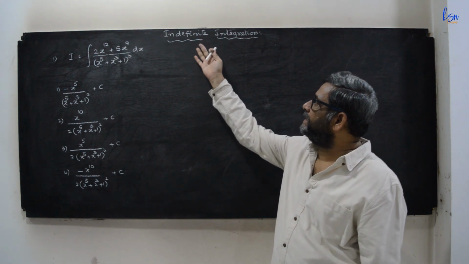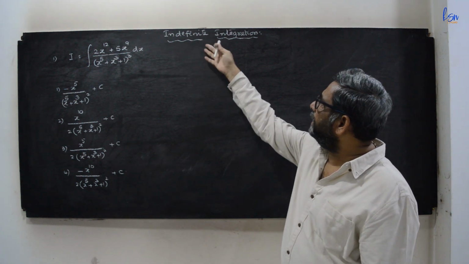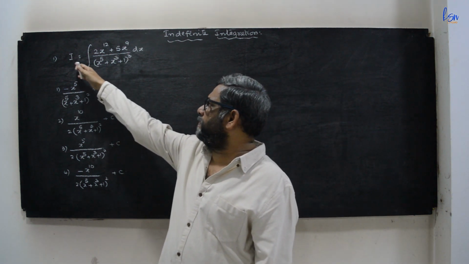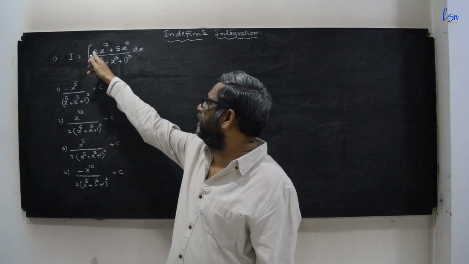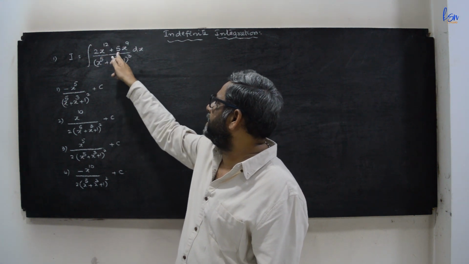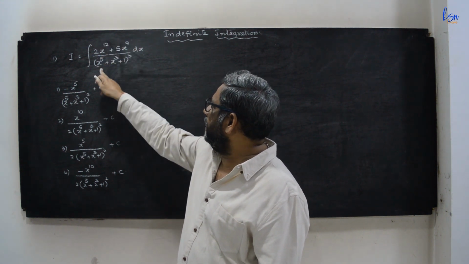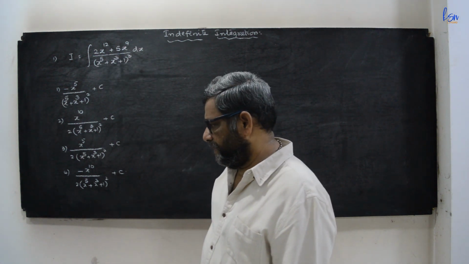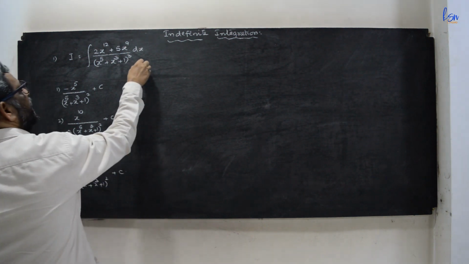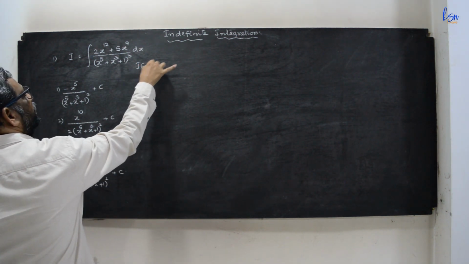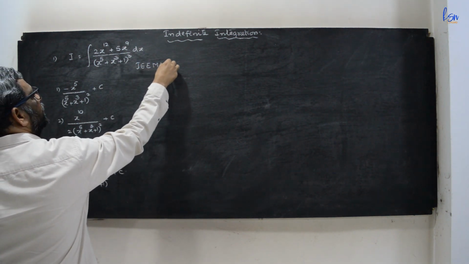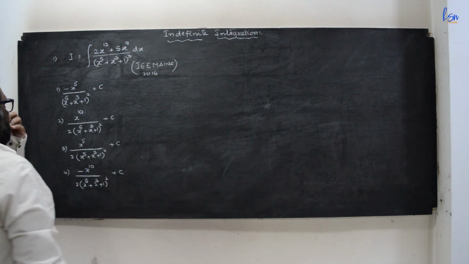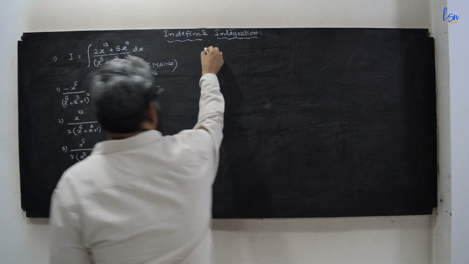Today we will discuss a few problems on indefinite integrals. The first problem is I equals the integral of (2x^12 + 5x^9) / (x^5 + x^3 + 1)^3 dx. This is a question given in JEE Mains 2016. Now here in this problem we will consider the solution.